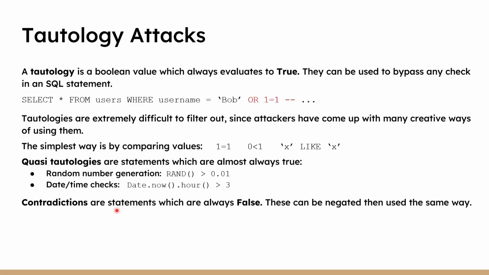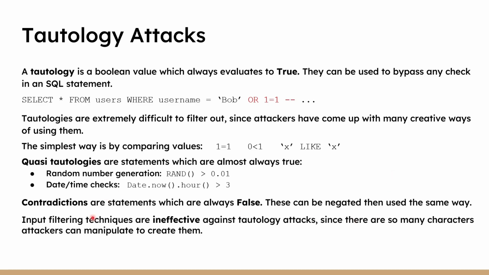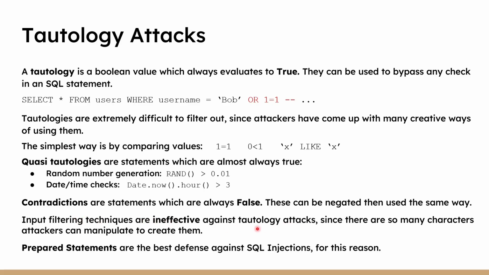Contradictions are statements which are always false, and these can just be negated, like not this, and then used exactly the same as any of these. So input sanitation and validation are not effective against these, which is basically the reason we don't use them. We use prepared statements. Prepared statements are the best.